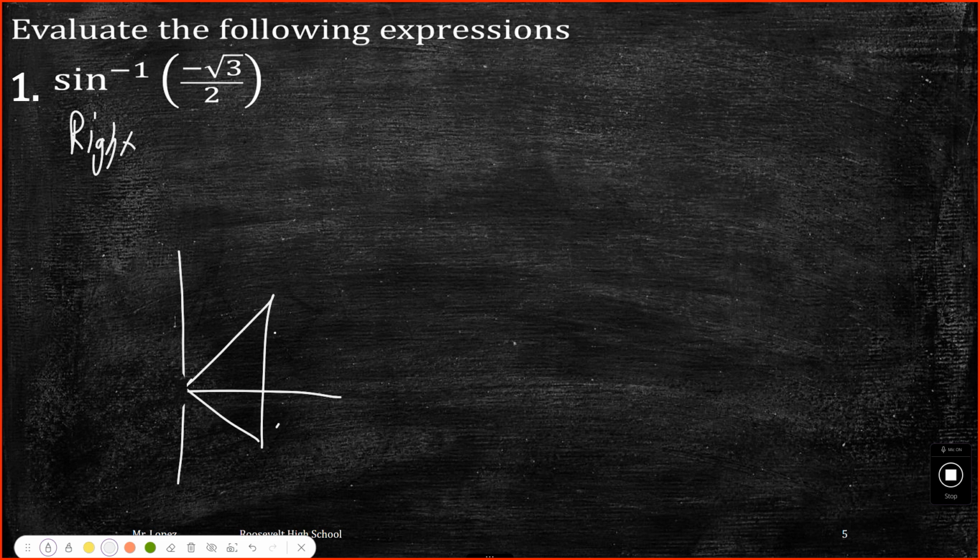It couldn't be the top. Why couldn't it be the top? Because this is all positive right here. So it's a process of elimination. It's got to be the bottom one. So now we're looking at here. So now, it's going to be this.